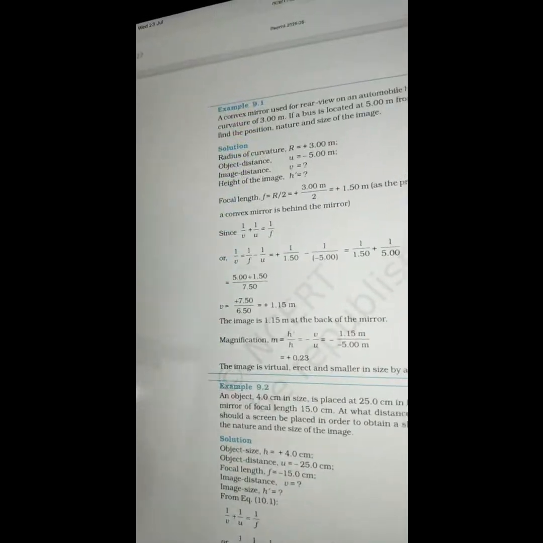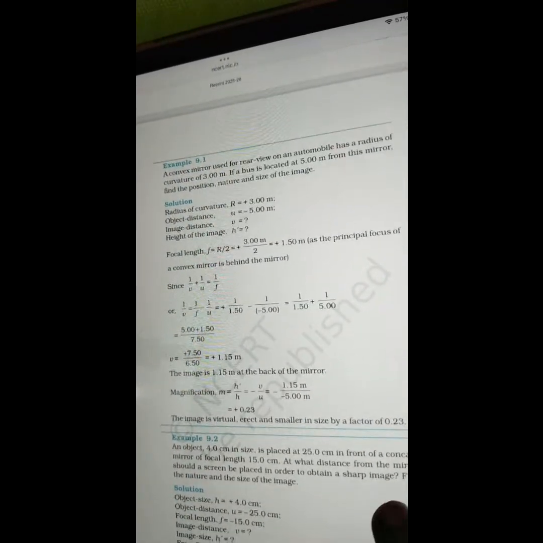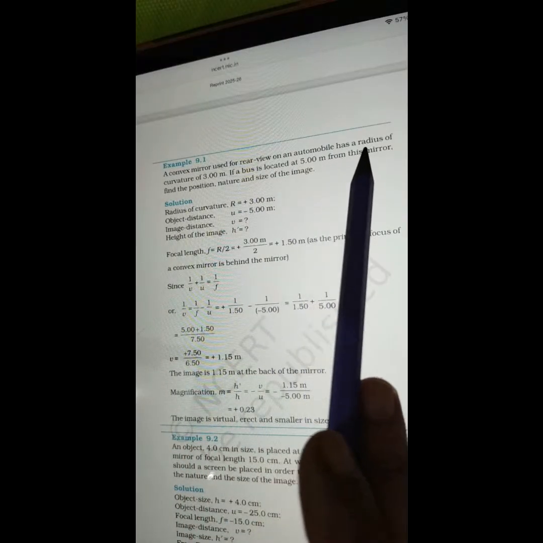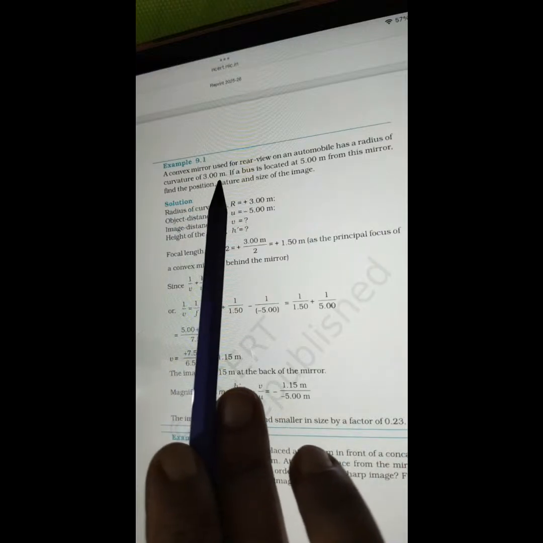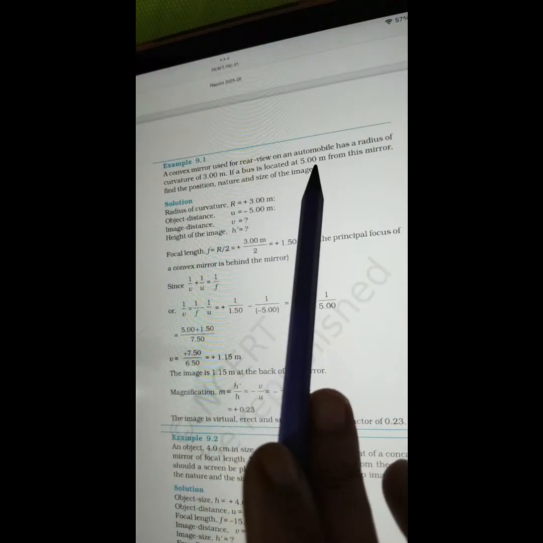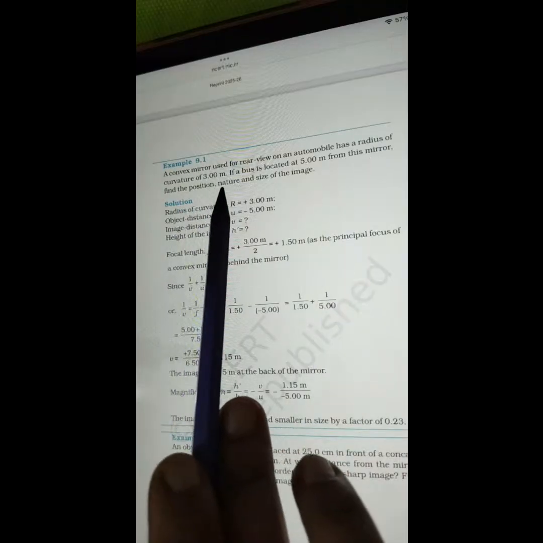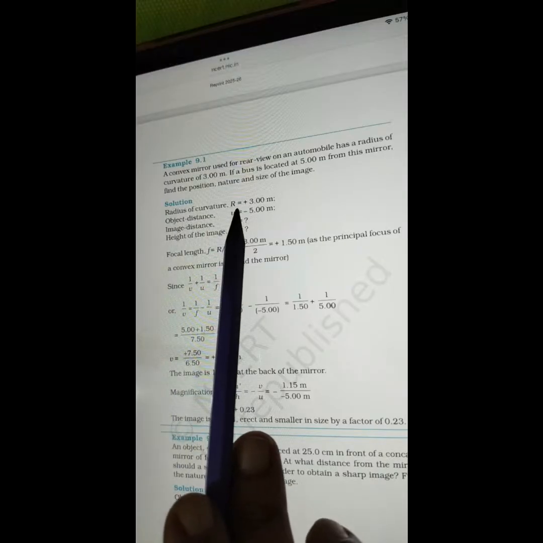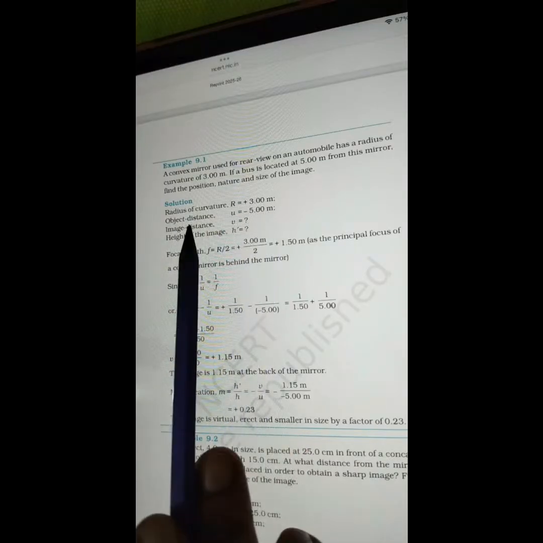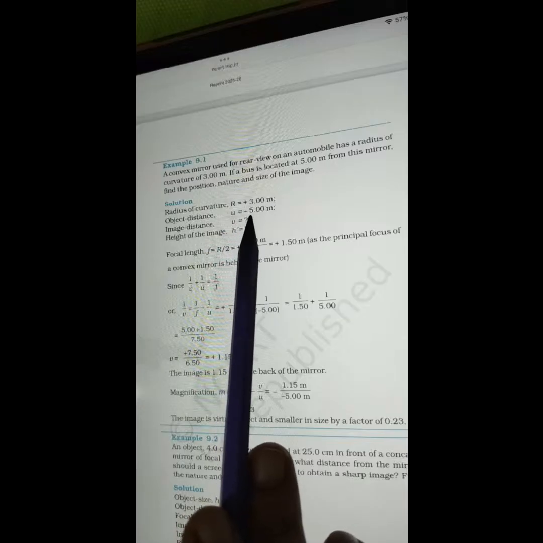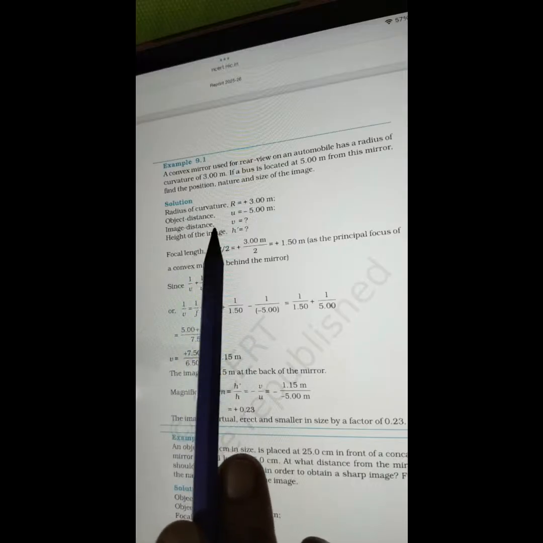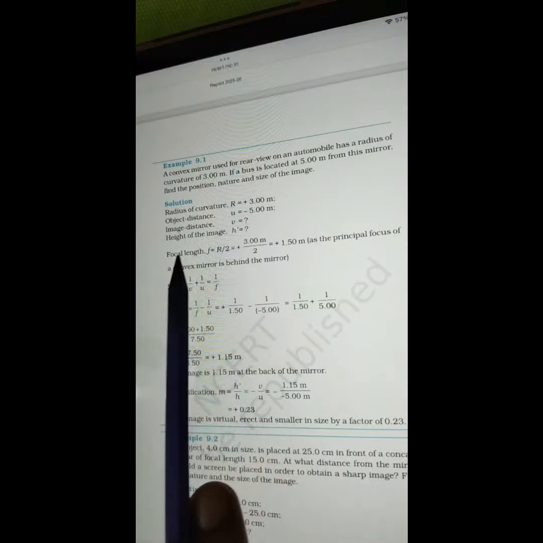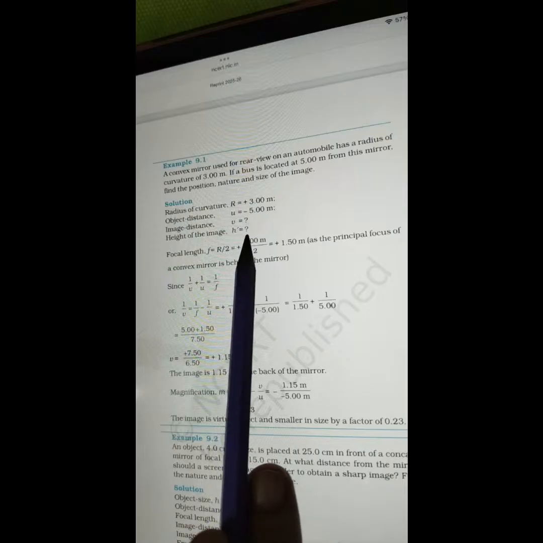Example 9.1. A convex mirror used for rear view on an automobile has a radius of curvature of 3 meter. If a bus is located at 5 meter from this mirror, find the position, nature, and size of the image. So radius of curvature R is given to you, plus 3 meter. Object distance u is minus 5 meter because it is on the minus x-axis. Image distance v you need to calculate, and height of the image is h dash.